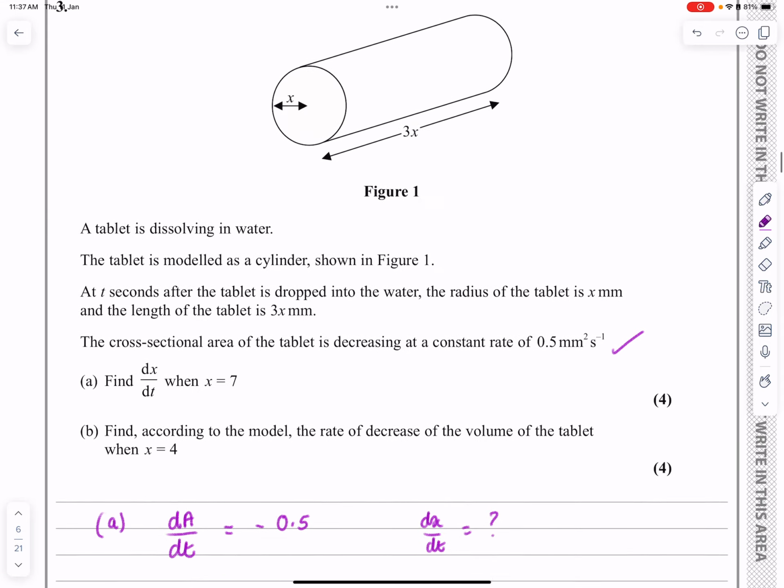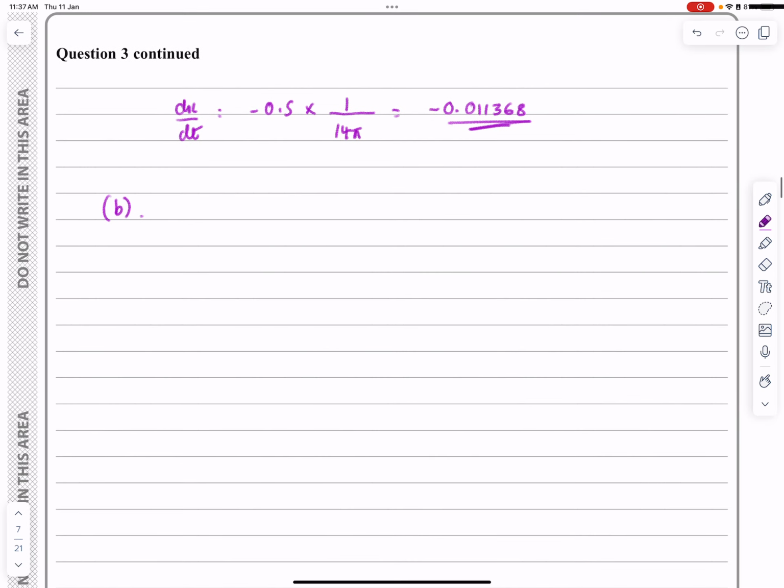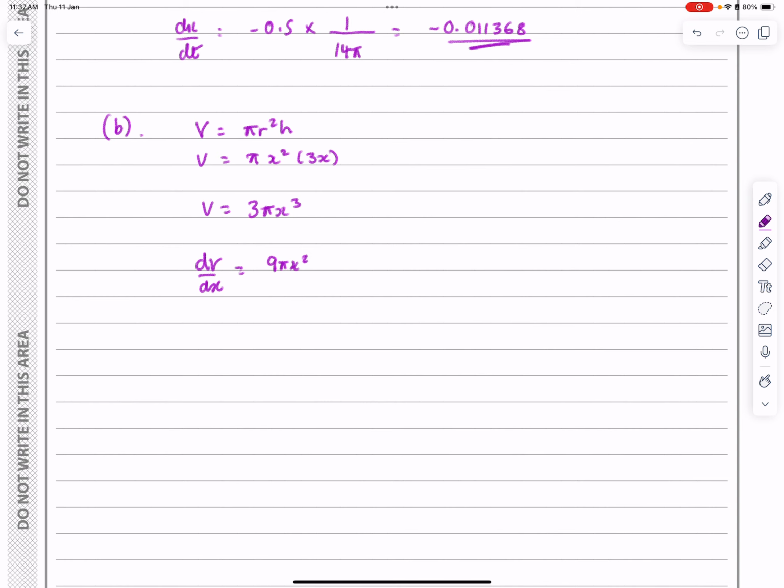This is a cylinder, so the volume is pi r squared h. In this case, my volume is pi x squared times 3x. Let's tidy that up. That's 3 pi x cubed. So dV by dx, just as we said previously, ignore the 3 pi almost. The differential of x cubed is 3x squared, so the differential of 3 pi x cubed is 9 pi x squared. My handwriting's not great here, but hopefully you can read it. So that's dV by dx.